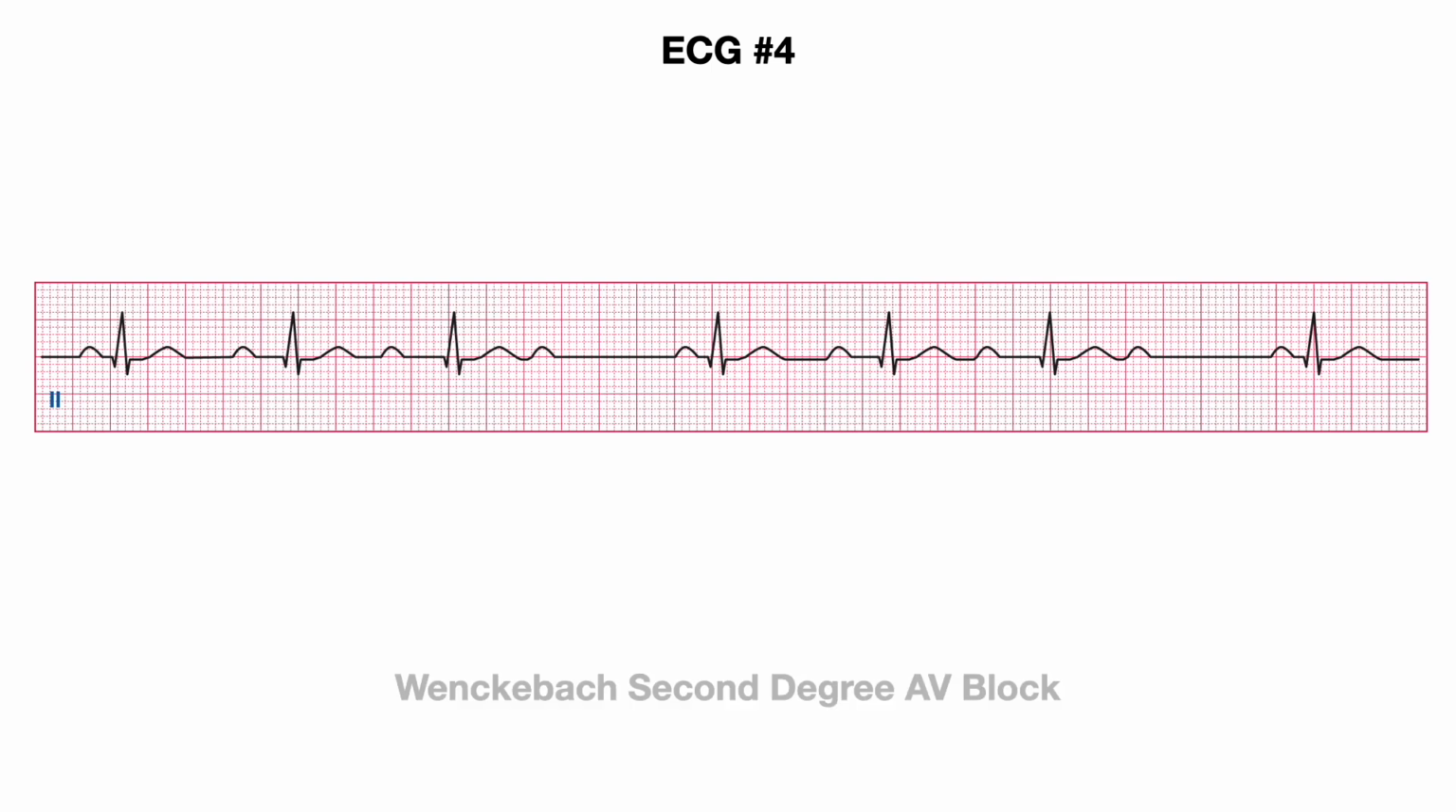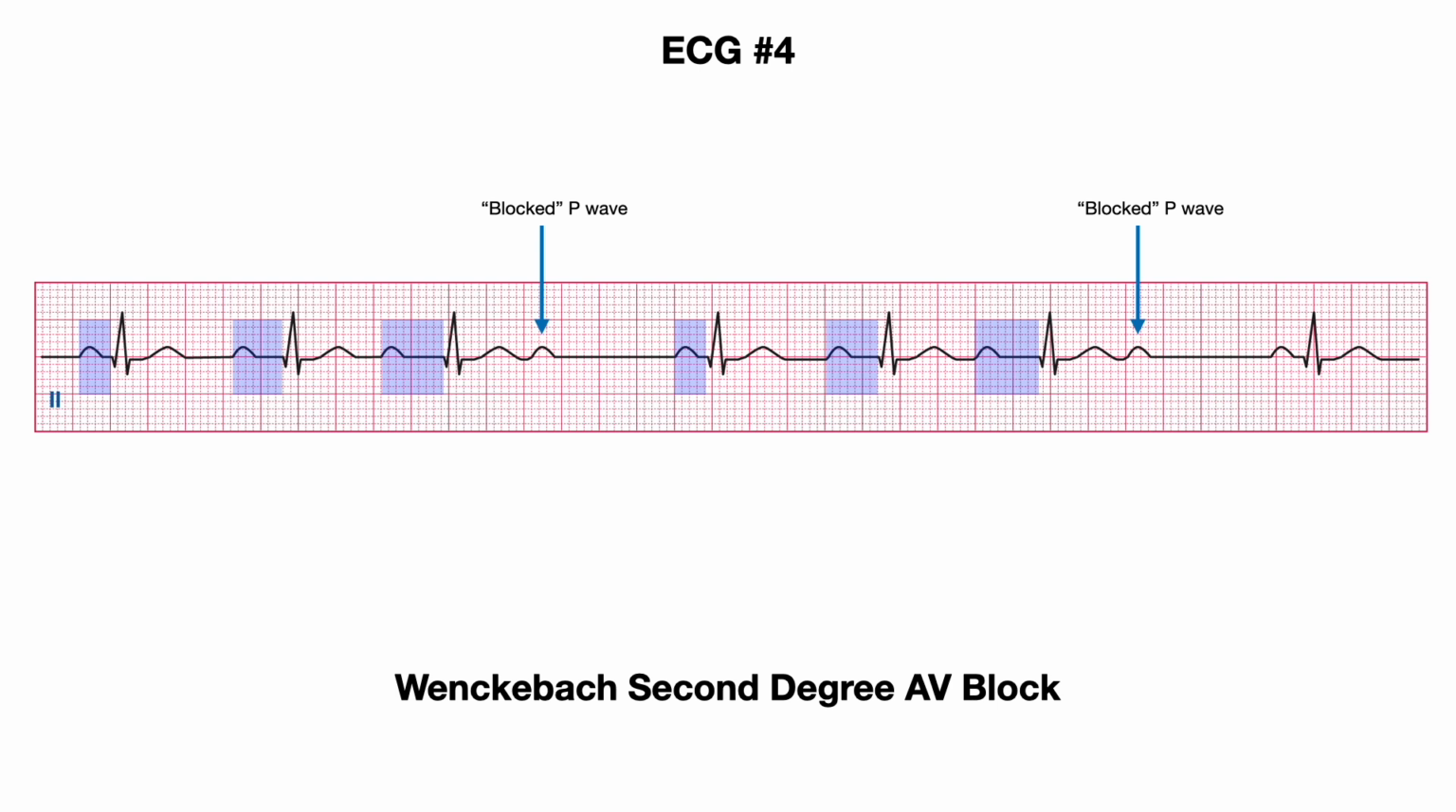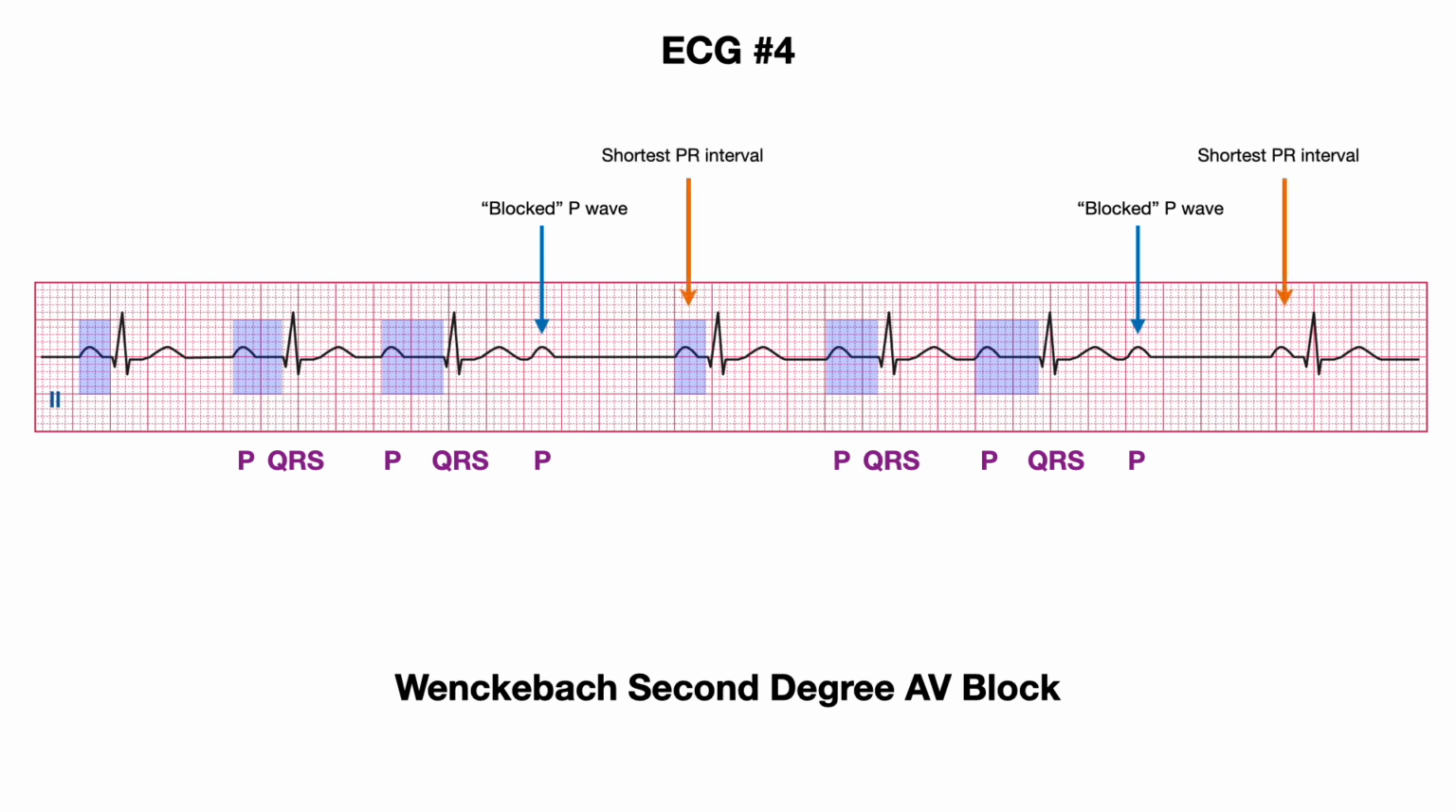There is sinus rhythm with traditional Wenckebach second-degree AV block. There are 2 blocked P waves on this ECG, and there is progressive prolongation of the PR intervals before each of these blocked P waves. Note that there are at least 2 consecutively conducted beats, 3 Ps to 2 QRSs, before each block.